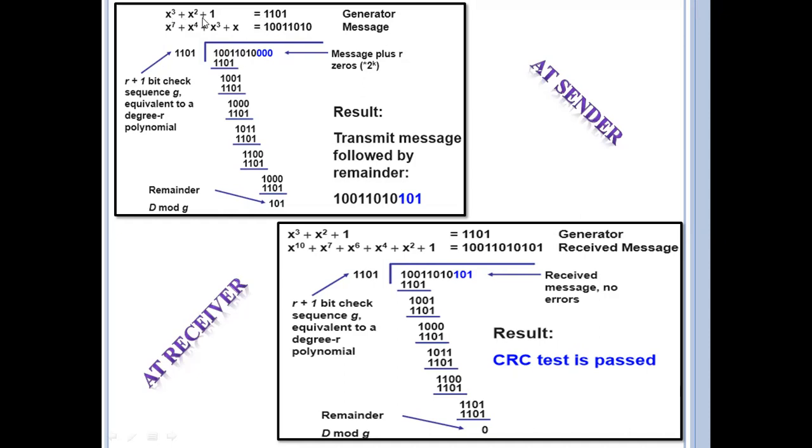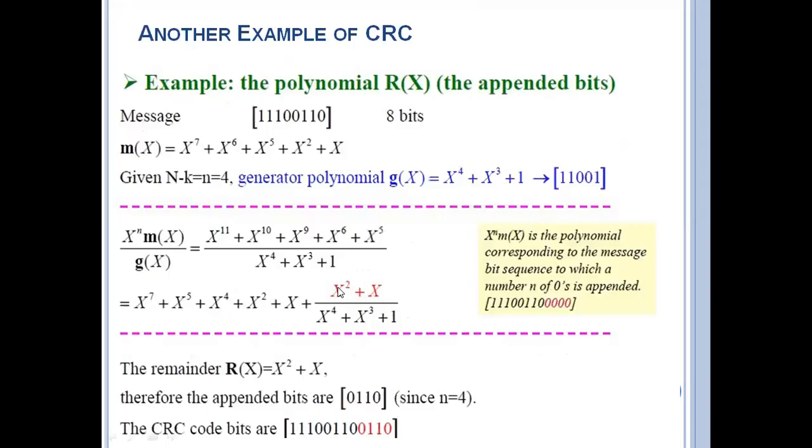So x cube plus x square plus 1 is the divisor, and this is the coefficient. We have to divide with this. Finally, the remainder is this. Like at the receiver side also, we can complete it, and the CRC test is passed.